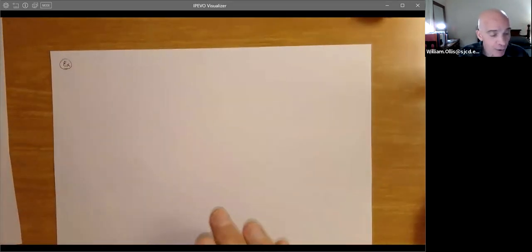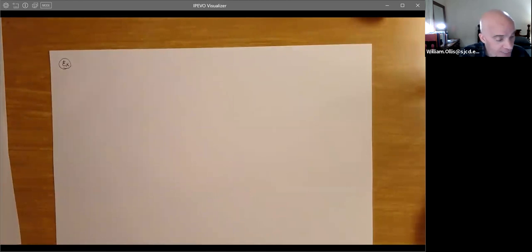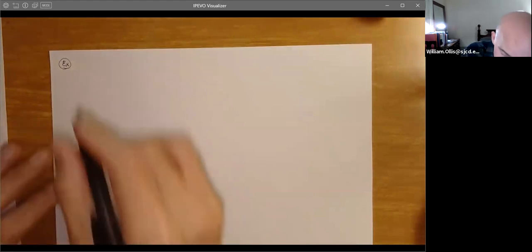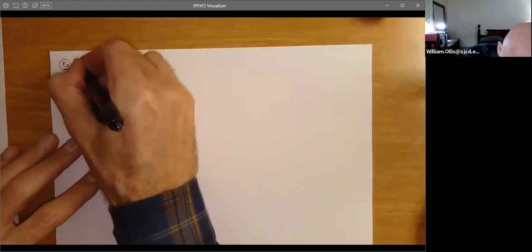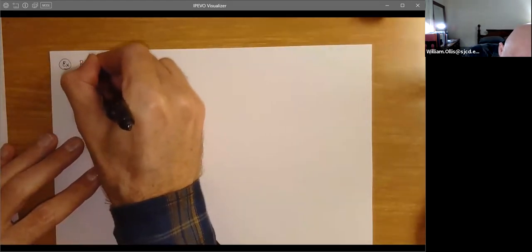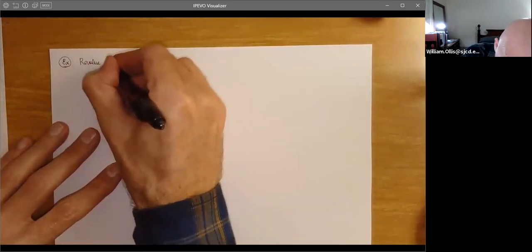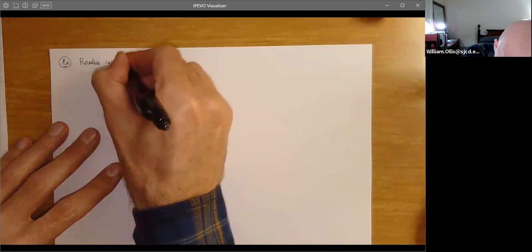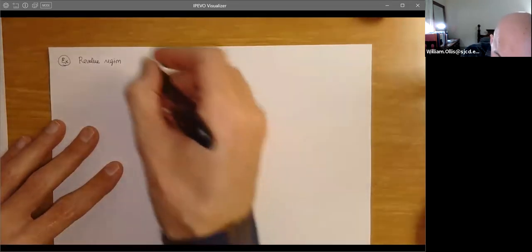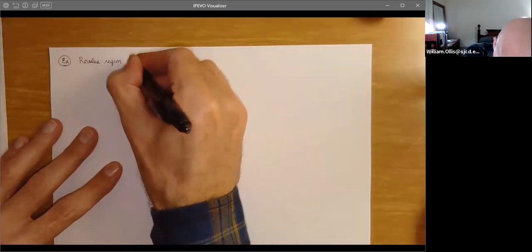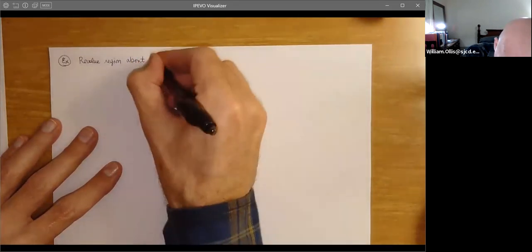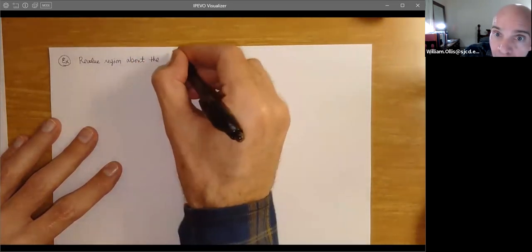So now here's another example. It says revolve region about the y-axis. So let me write this down. Revolve. And then next class we'll talk about arc length. I may just have a little time to introduce it, and that'll be fun. Revolve region about the y-axis.